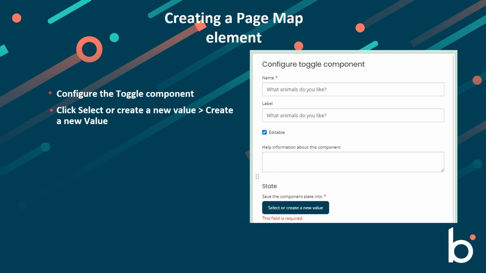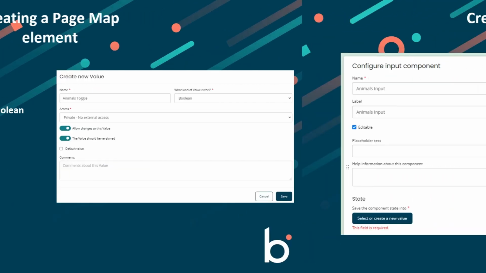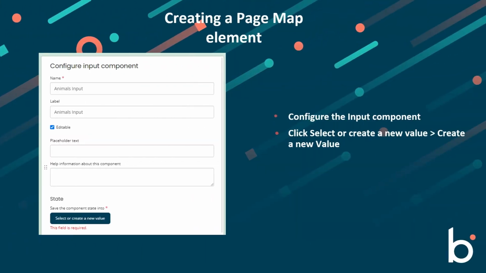Click on the component to focus on it, and you will see its configuration panel on the right-hand side. Under State, you will select or create New Value. And then in the next window, in the top right-hand corner, click Create a New Value. Give that a name, and for what kind of value is this, make sure Boolean is selected. Then click Save. Nothing else is needed for the toggle configuration, so we will now configure the input.